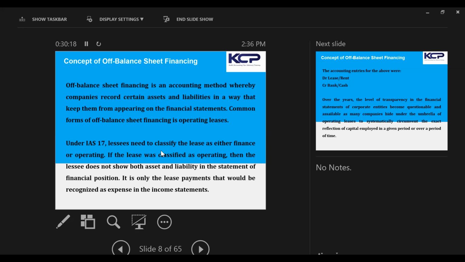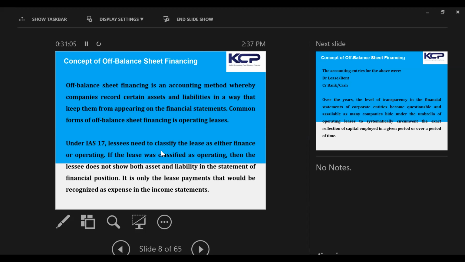So if the lease was classified as an operating lease, then the lessee does not show assets and liability in the statement of financial position. But we then argue under IFRS 16 that those things you are calling operating leases are actually assets. That's where the argument comes from. Let's look at the definition of an asset. If you look at the basic characteristics of an asset, they meet all of those definitions. So that's what brings about the tweak you have in IFRS 16.